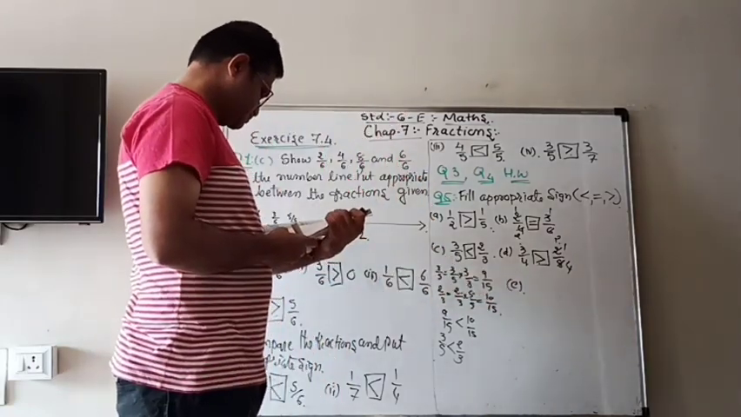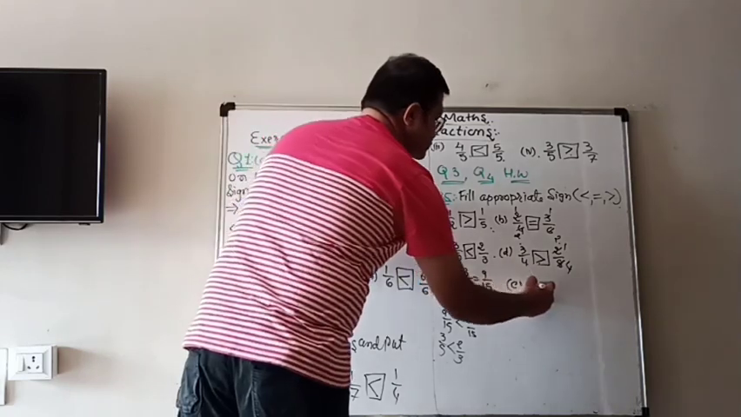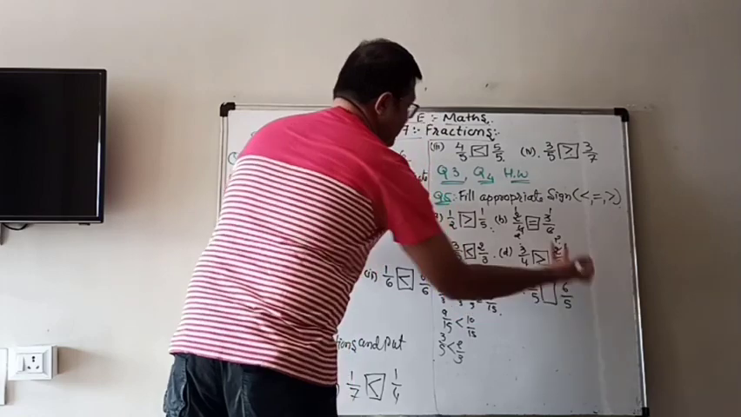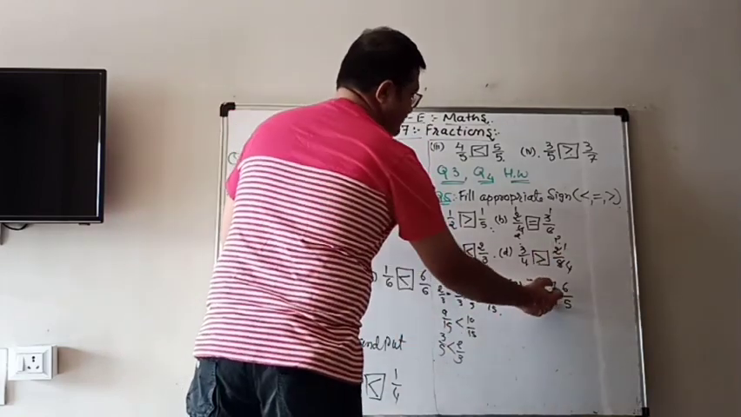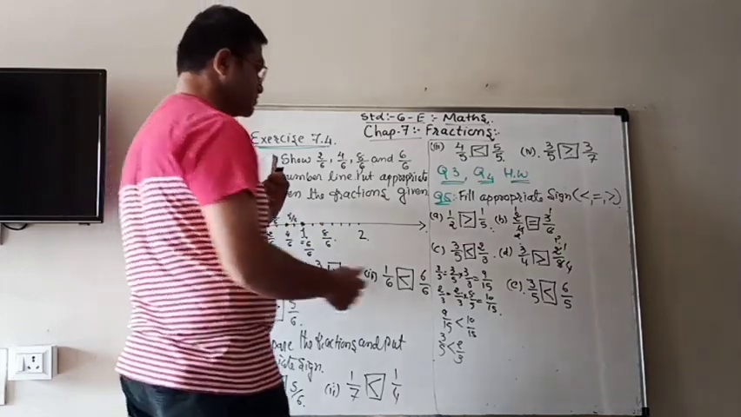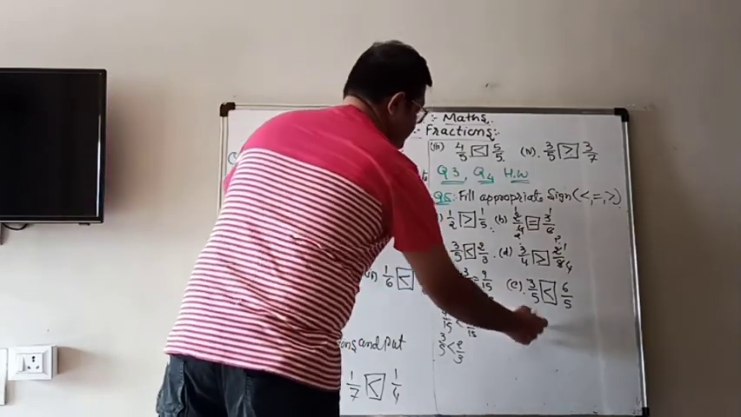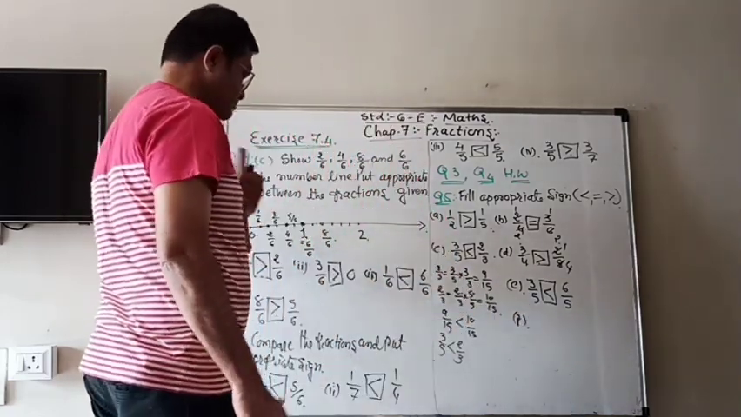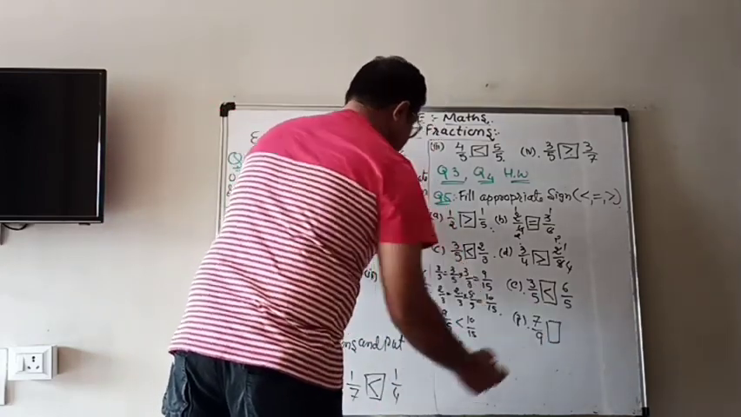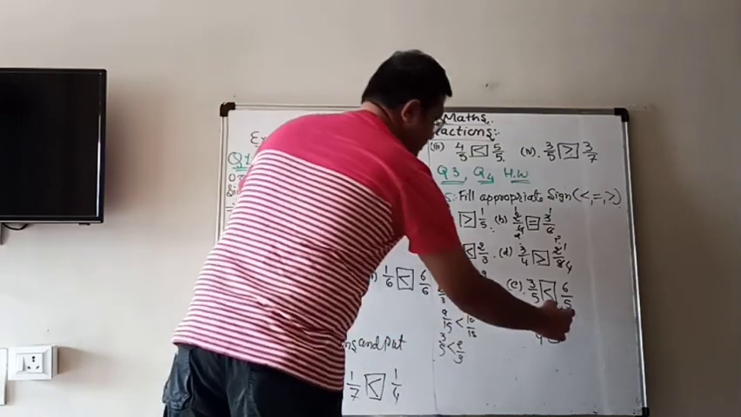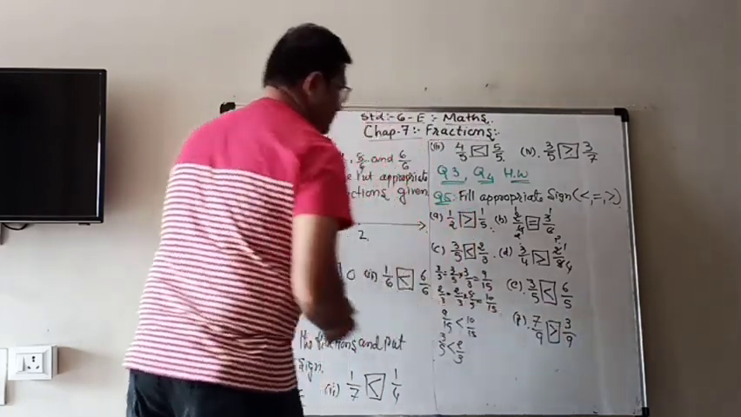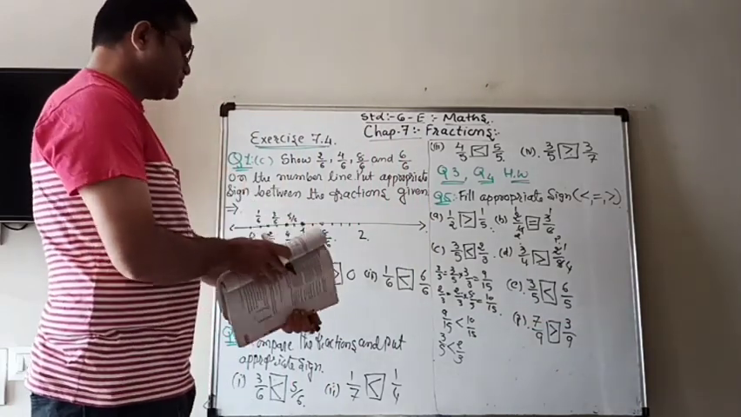In E, very simple, 3 by 5, 6 by 5, they are like fractions. So 3 by 5 is less than 6 by 5. Then F. F is also very simple, 7 upon 9 and 3 upon 9. Like fractions, so greater is greater and smaller is smaller.